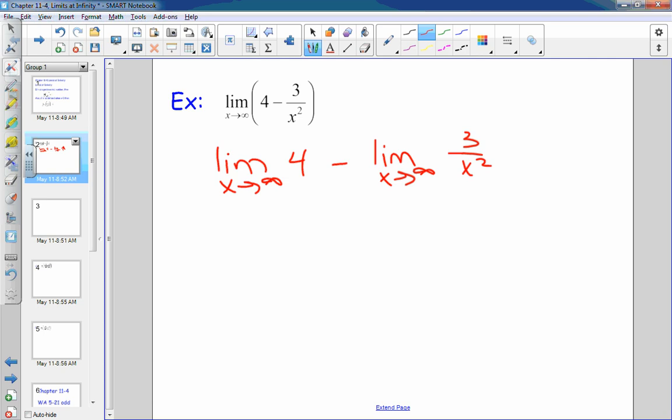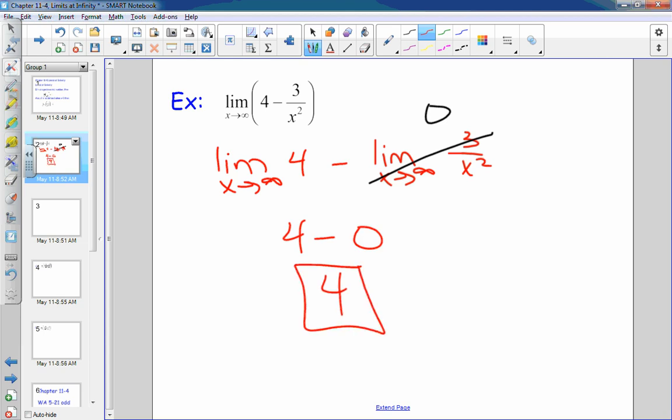Correct? Well, what is the limit of 3 over x squared going to approach? 0. Correct? Do we all understand that? This whole thing is going to become 0. And what is the limit of 4? 4. So I'm going to have 4 minus 0, which gives me 4. In other words, the limit of this function, as x gets really, really big, is going to approach the value 4. Do we understand that, yes or no?